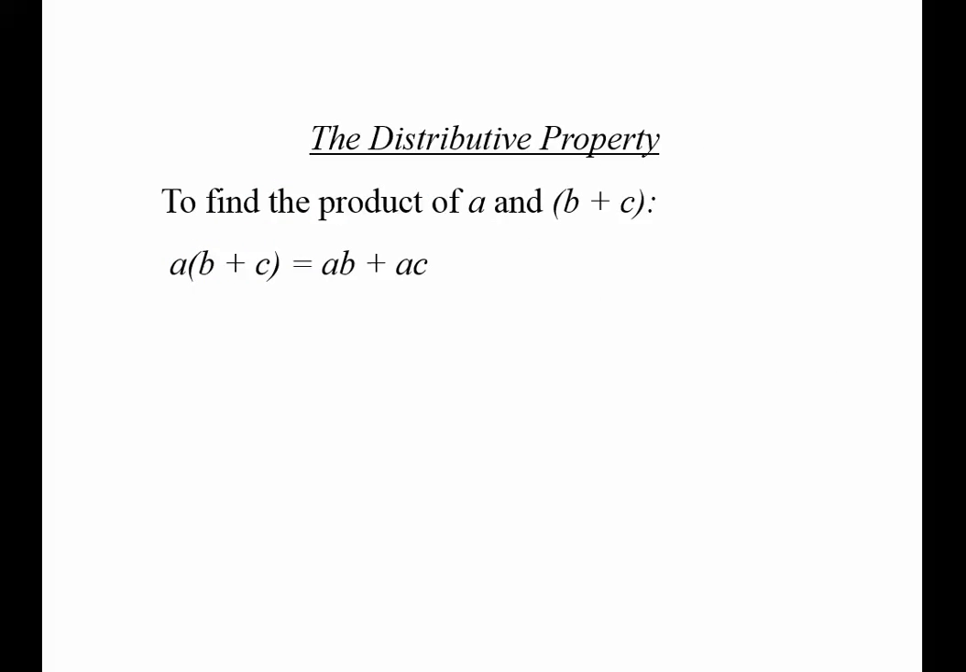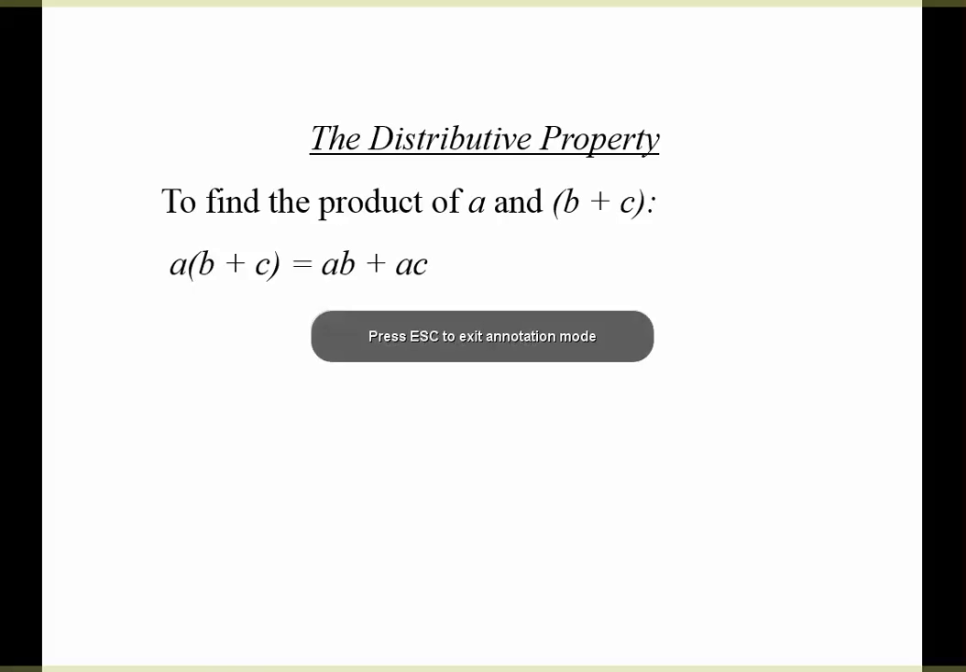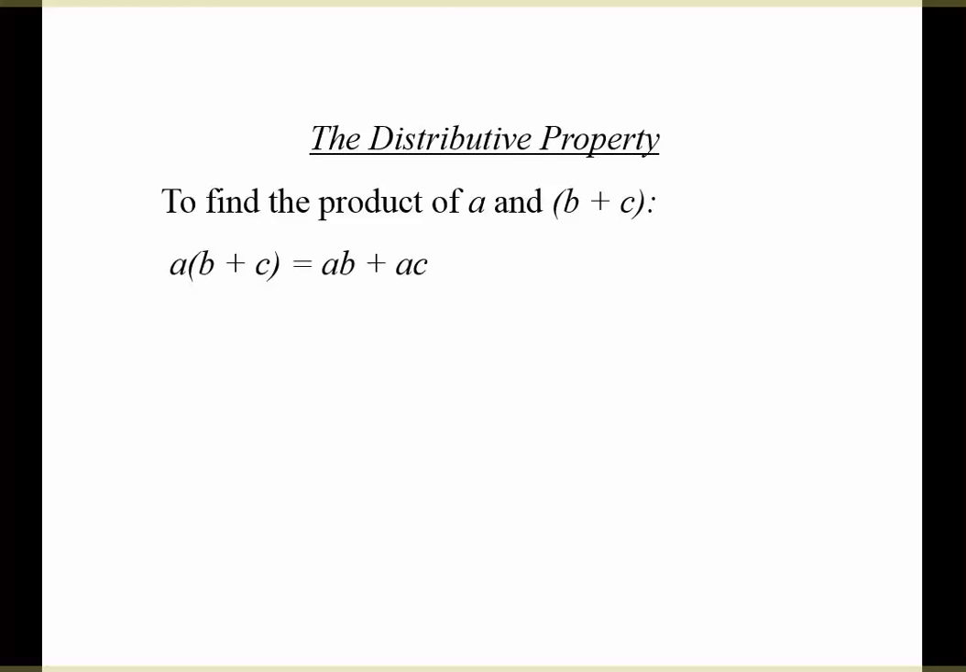Okay, distributive property, to find the product of A and the quantity B plus C. Okay, how do we do that? All right, well, product, remember, implies multiplication. So we're trying to multiply the A to that quantity B plus C, and what we basically do is distribute that A. So we are going to multiply A times B first, and that's where we're getting the AB right here. And then you're going to multiply the A times the C, and A times C is AC.